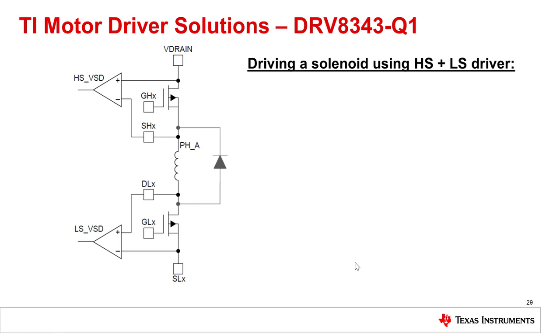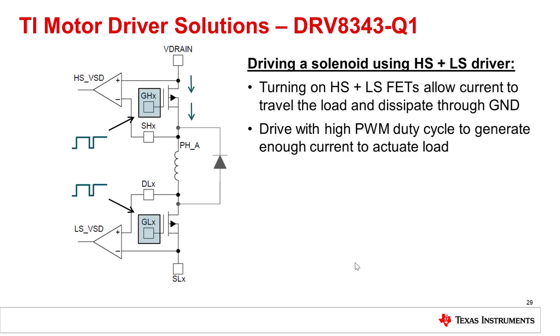Let's go through an example of using a high side and low side driver to efficiently drive a solenoid using the DRV8343-Q1. A high side plus low side configuration is used because it actuates the load while protecting it from many dangerous overcurrent faults. To generate the voltage needed to move the solenoid position, a higher duty cycle is used to simultaneously turn on the high and low side FETs. This yields a larger amount of current that will dissipate as heat in the solenoid winding.